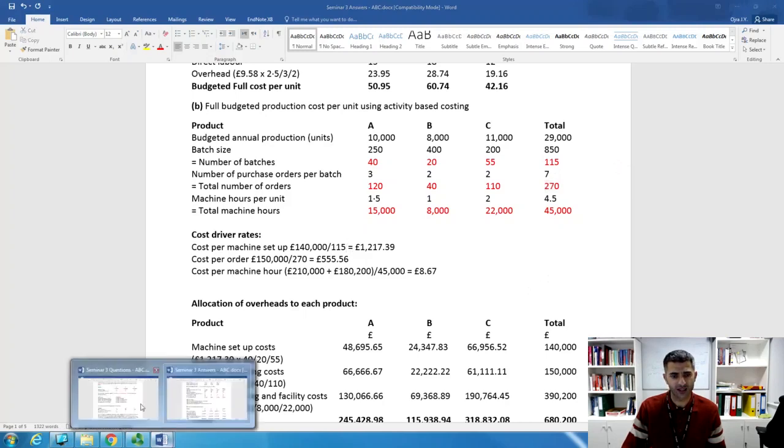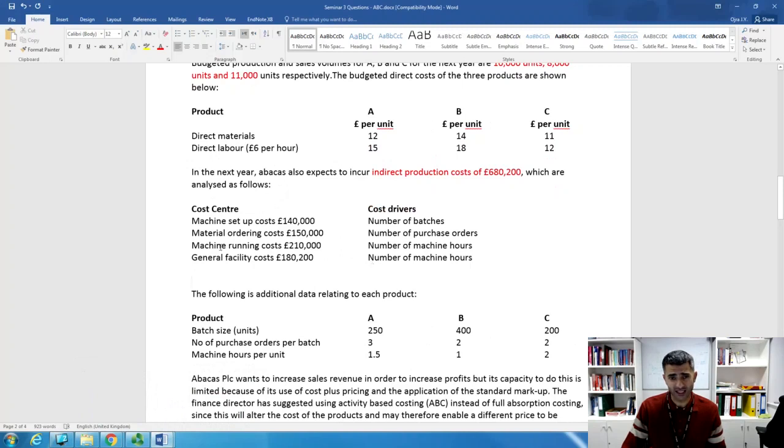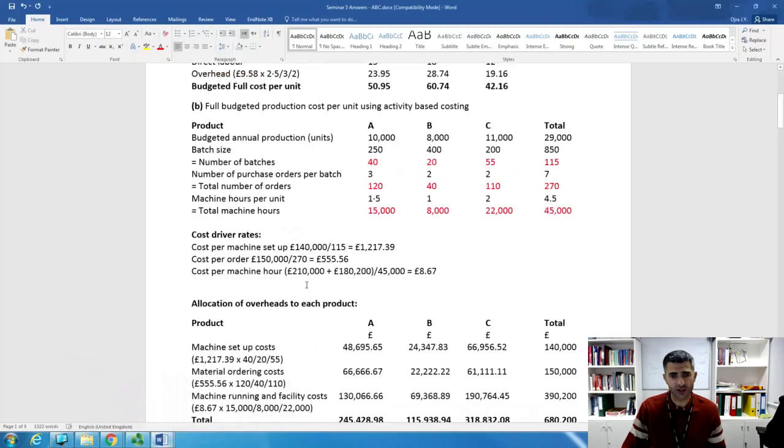And the next activity, so what I did here, I combined them together because they have the same cost driver. However, if you want to make them separate and treat each individual, it's up to you, it's fine. But what I did myself, I combined them together, 210 plus 180, so that's divided by number of machine hours, because this is the same cost driver, that's 45,000.